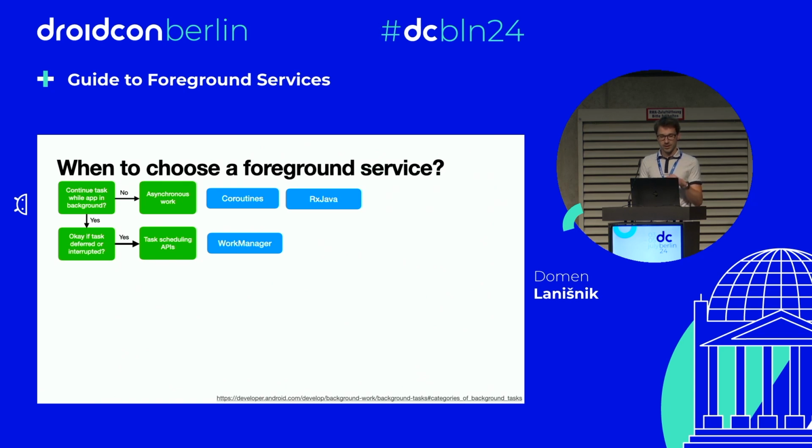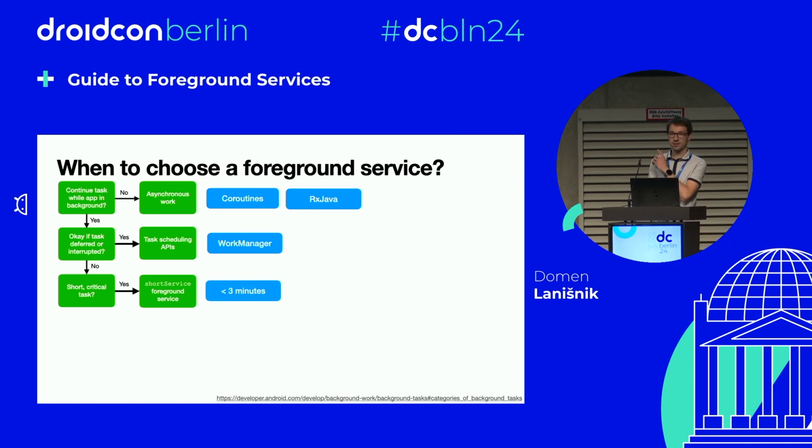If the work should not be interrupted and has to start immediately, then you have to ask yourself, is this a short critical task? If it is, then you can use a foreground service of type short service. We'll cover this a bit more in depth later, but the most important thing is that this type of service can only run for about 3 minutes.